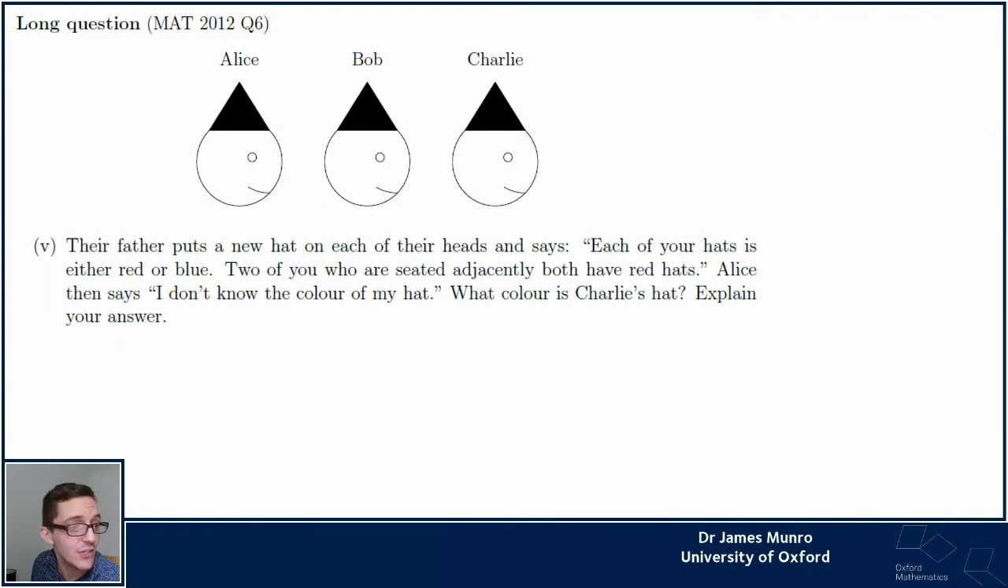Two adjacent. Oh, there's a good way in. Two adjacent people have red hats, so Bob definitely has a red hat. Let's do that first. If two adjacent people have red hats, Bob definitely has a red hat, and everyone knows this. Not just Alice, who can see the hat, but also Alice and Charlie also know this fact straight away.